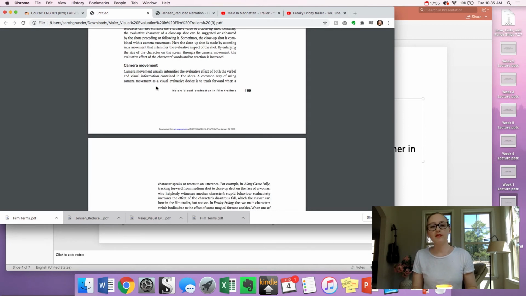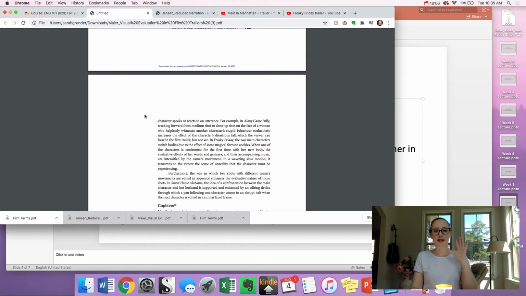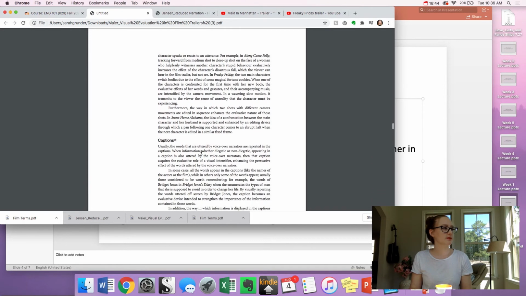Camera movement is also important, and camera movement usually intensifies the meaning that you get from verbal or visual information. Typically, when a character is speaking or reacting, the camera will move forward, and that intensifies whatever you're seeing. If the camera zooms in when they're gasping, that intensifies that feeling. In Freaky Friday, which we're going to watch, the two main characters switch bodies due to the effect of some magical fortune cookies. When one of the characters is confronted for the first time with her new body, the evaluative devices of her words and gestures and their accompanying music are intensified by the camera movement. So the way the camera moves intensifies how we're supposed to understand the character reacting to this situation.